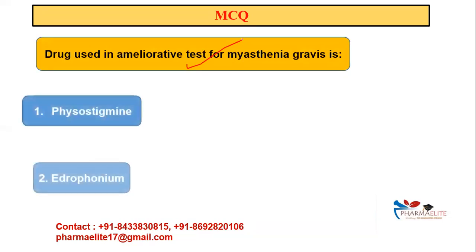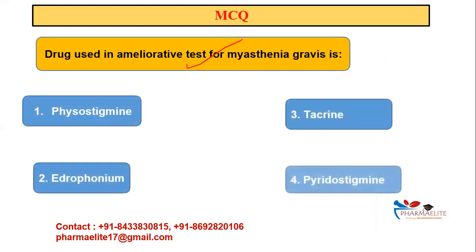So is it physostigmine, Edrophonium, tacrine, or pyridostigmine? What should be the answer? A very important question which could be asked from this drug, that is Edrophonium. So yes, it is used in this test, and this test is used for the diagnosis of Myasthenia Gravis.